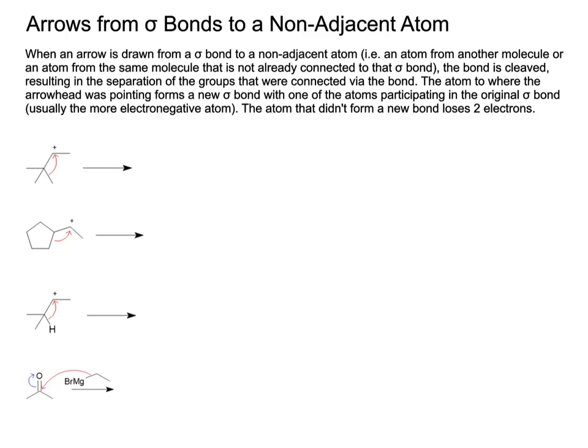For our next subcategory, let's discuss arrows from sigma bonds to non-adjacent atoms. When an arrow is drawn from a sigma bond to a non-adjacent atom, that is, an atom from another molecule, or an atom from the same molecule that is not already connected to that sigma bond, the bond is cleaved, resulting in the separation of the groups that were connected via the bond. The atom to where the arrowhead was pointing forms a new sigma bond, with one of the atoms participating in the original sigma bond. Oftentimes, this is the more electronegative atom. The atom that didn't form a new bond loses 2 electrons.